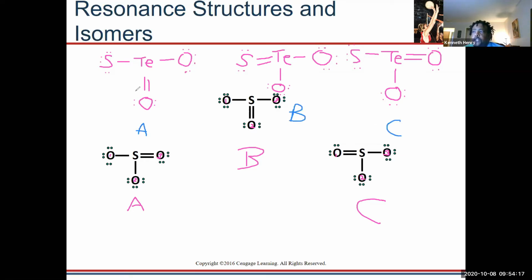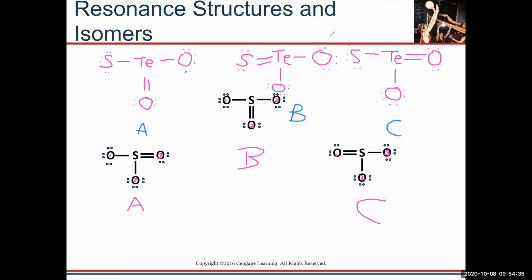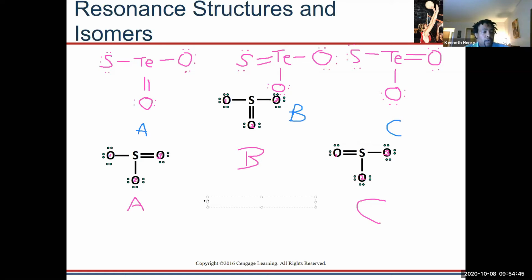Okay. So we have structures A, B, and C, right? Which one of these are resonance structures of each other, and which one of these are isomers? A and C are resonance structures, and A and B aren't. And C and B aren't. Okay. So A and C are resonance structures of each other, because all we're doing is moving the electron from one oxygen to another oxygen.